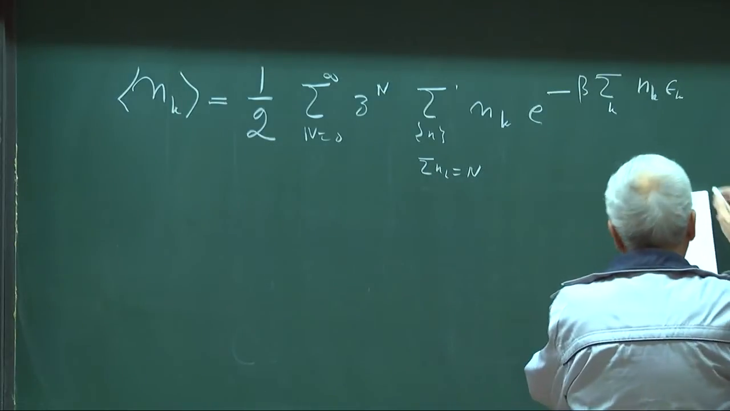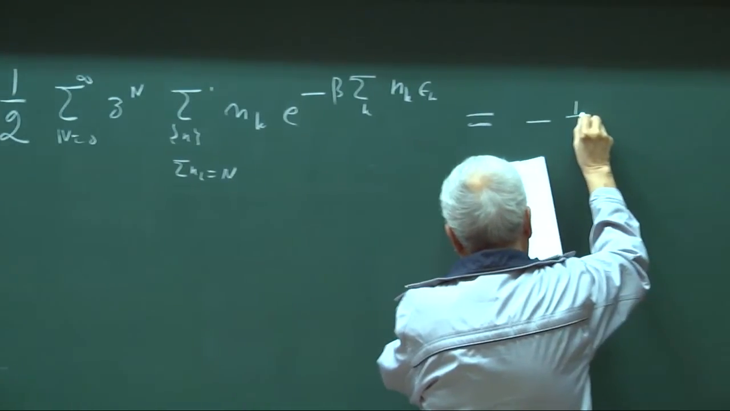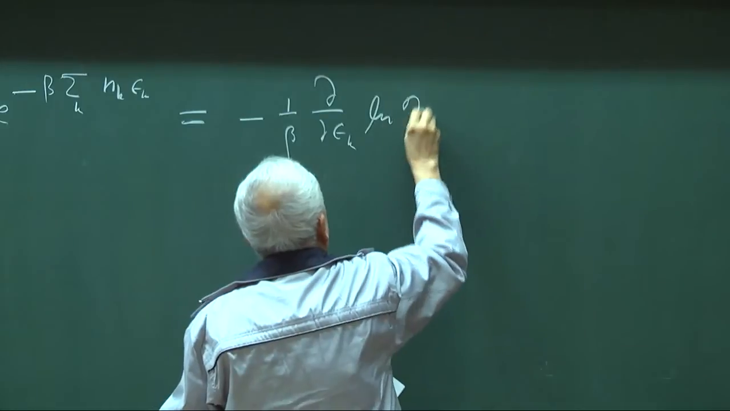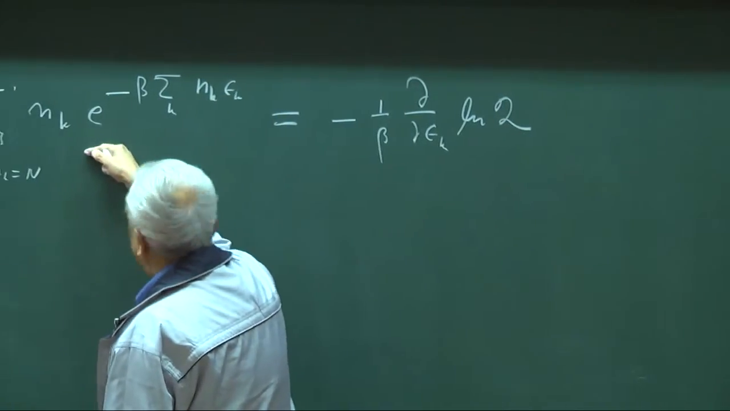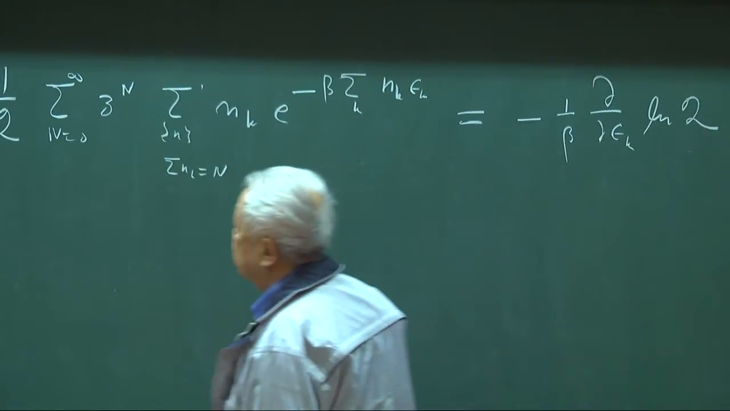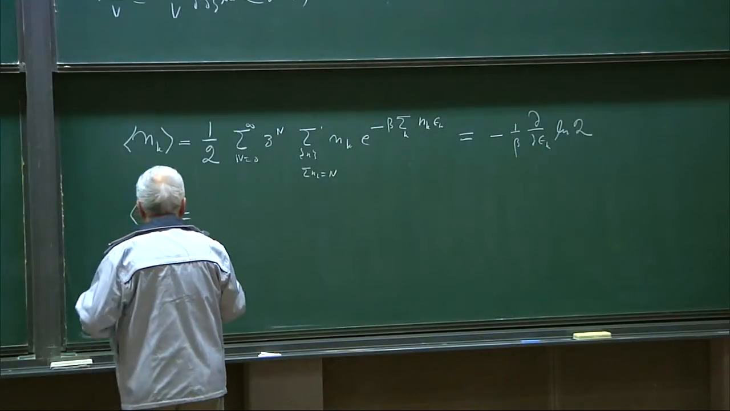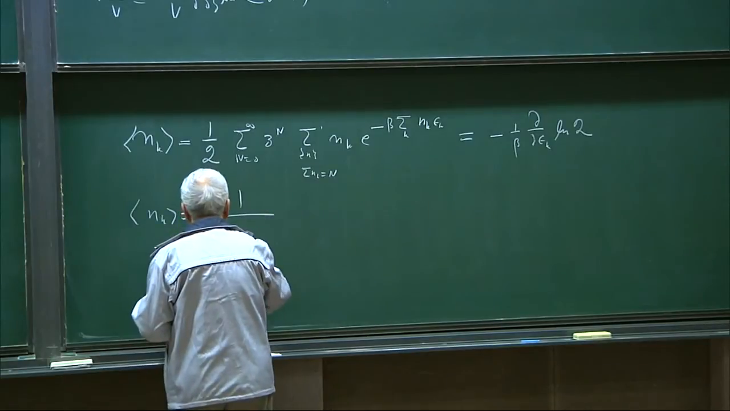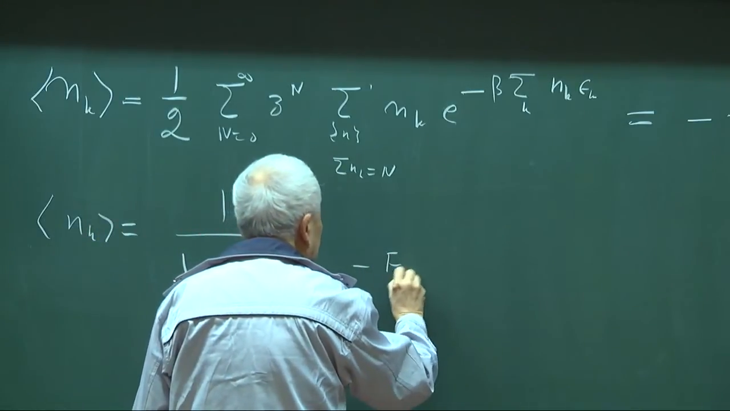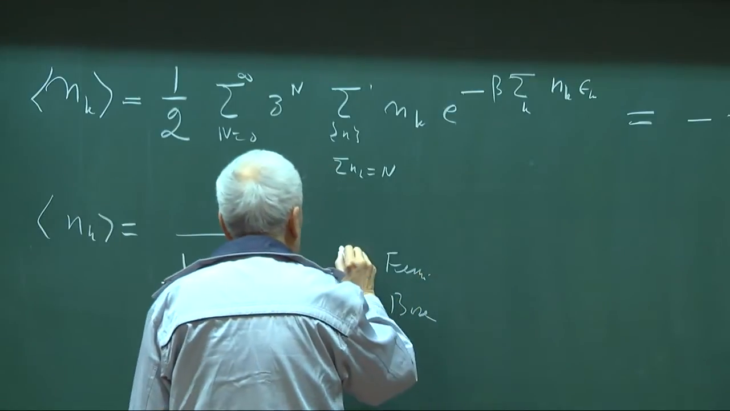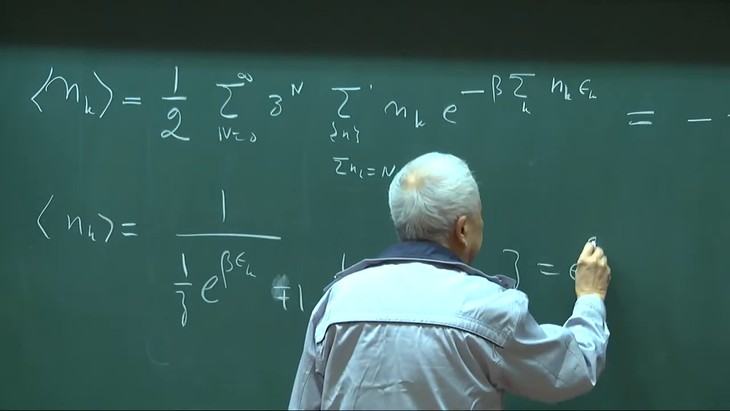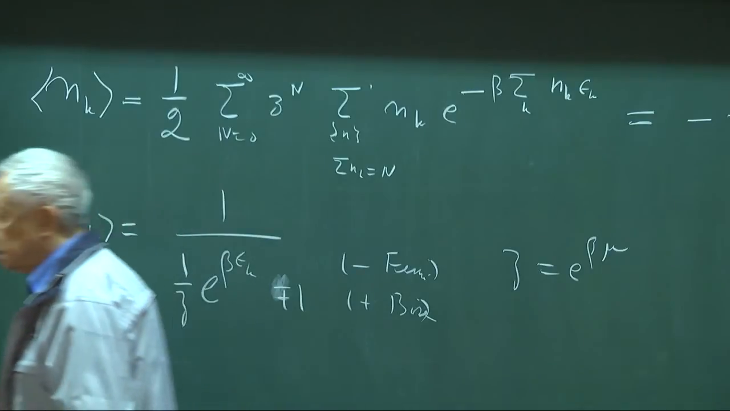And of course, this is equal to minus 1 over beta d by d epsilon_k of log Q. Because if you differentiate with respect to epsilon_k, you pull down an n_k, and that's why you have this formula. This is minus beta. And since we have log Q already over there, I can just differentiate and get n_k. And from this, we get n_k is equal to the usual formula, 1 over z inverse e to the beta epsilon_k plus or minus 1. Minus for Fermi, and the plus for Bose. And this is the famous answer. And z, of course, the fugacity, is e to the minus beta mu, where mu is the chemical potential. So we have recovered our previous results.